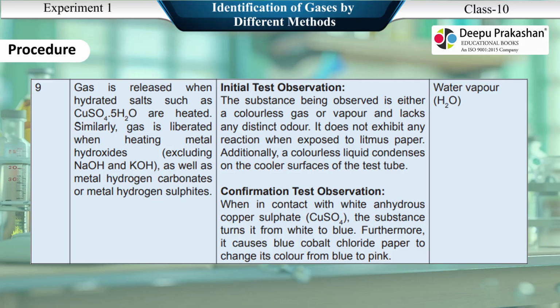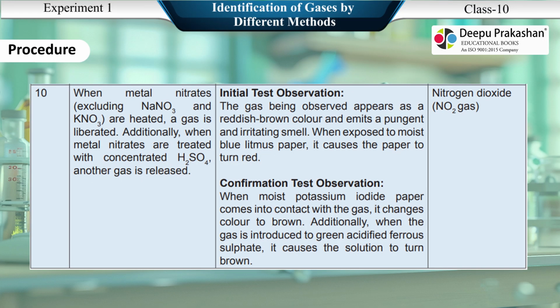Confirmation test observation. When in contact with white anhydrous copper sulfate, the substance turns it from white to blue. Furthermore, it causes blue cobalt chloride paper to change its color from blue to pink. 10. When metal nitrates excluding NaNO3 and KNO3 are heated, a gas is liberated. Additionally, when metal nitrates are treated with concentrated H2SO4, another gas is released.